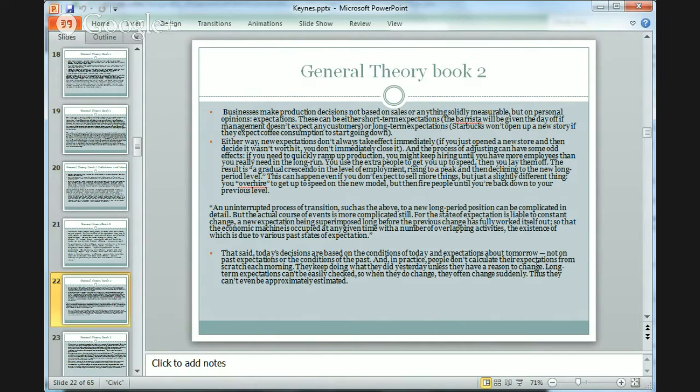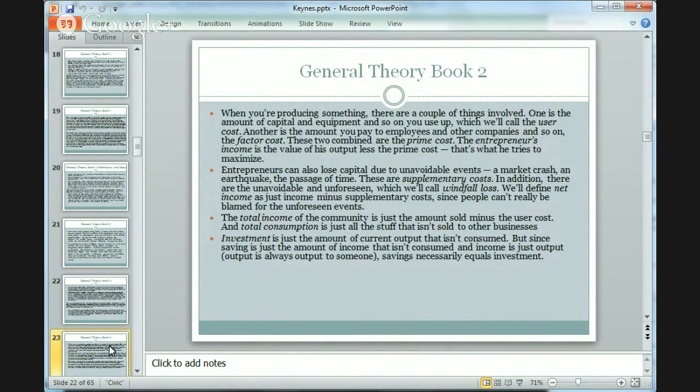And in practice, people don't calculate their expectations from scratch every morning. They keep doing what they did yesterday unless they have a reason to change. Long-term expectations cannot be checked, so they don't change. They often change suddenly. They can't even be approximately estimated. So this is something which Keynes believes, that expectations are a problem that markets can get into in a phase where entrepreneurs are going to lose a lot of their money, and then they are not going to make investments. So he tries to look into the total income of the community and the total consumption, and he finds a correlation between what might be the things creating unemployment.